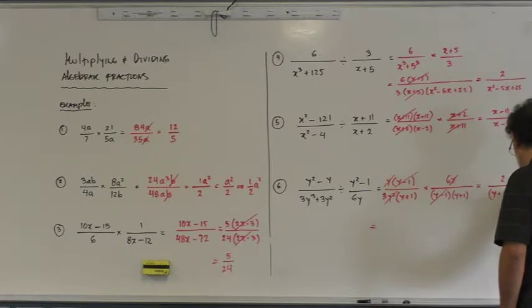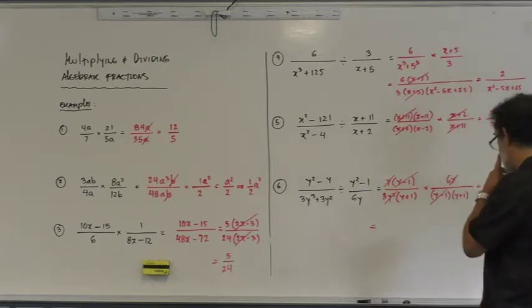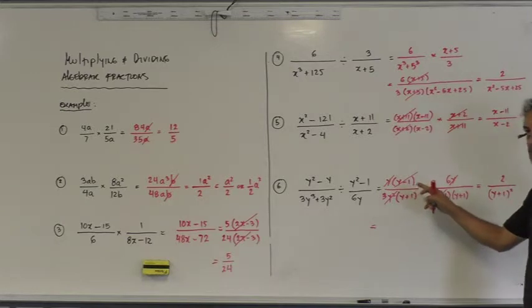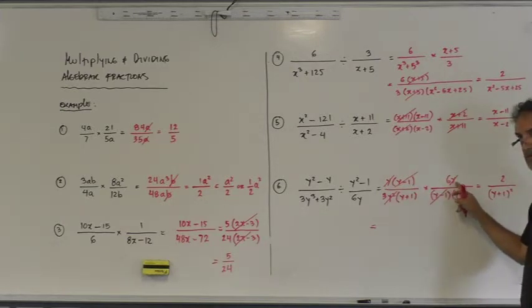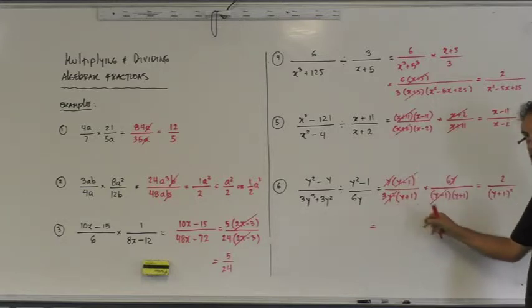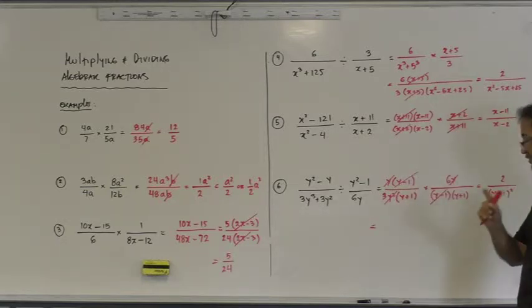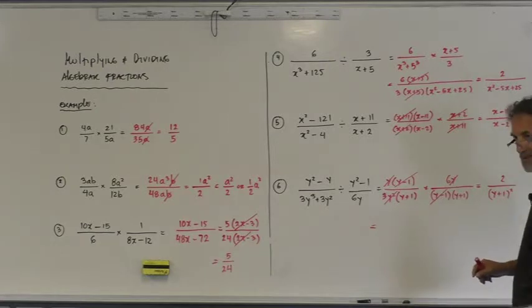Haven't you still got a y at the bottom? Because that was y squared. Yeah, but can you see in here we got one y, and in here we got another one. So that makes up the y squared. There you go. But thank you anyway. That was a good observation.